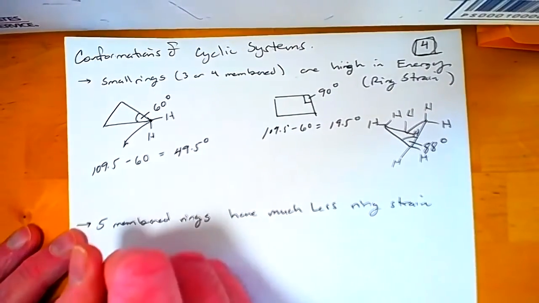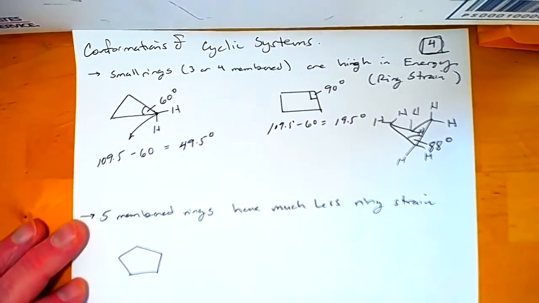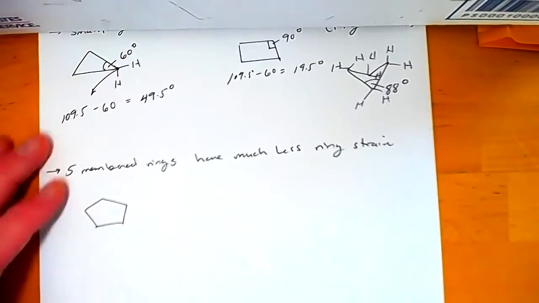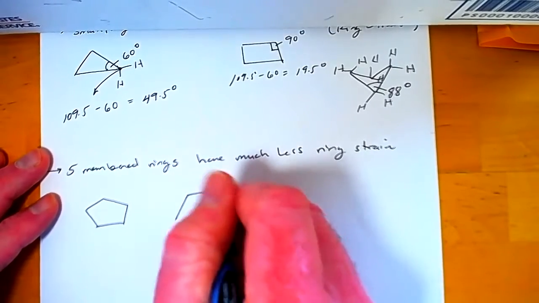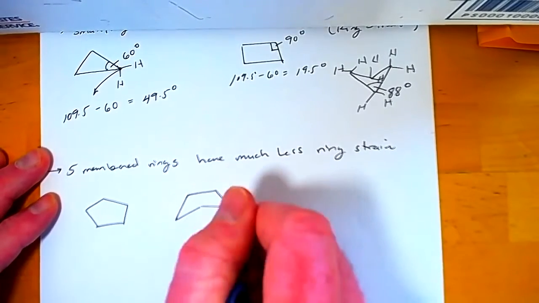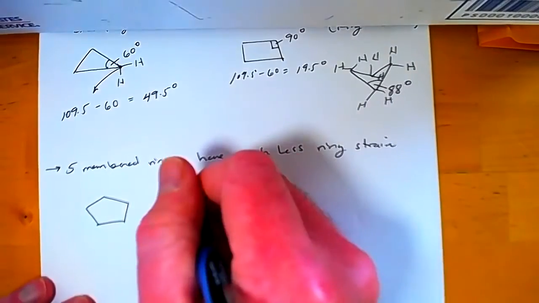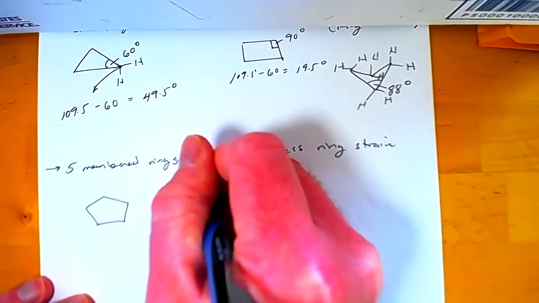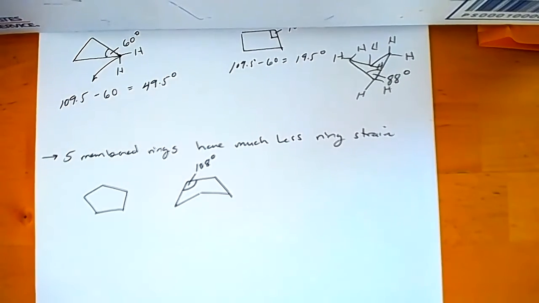So if you were to look at, let's say, cyclopentane, something like this, in reality, cyclopentane actually sits in a structure that looks kind of like this, okay, where it's got a little bit of a bend in it. And so because of this, it gets a bond angle that's close to 109.5, so a lot less ring strain associated with it.